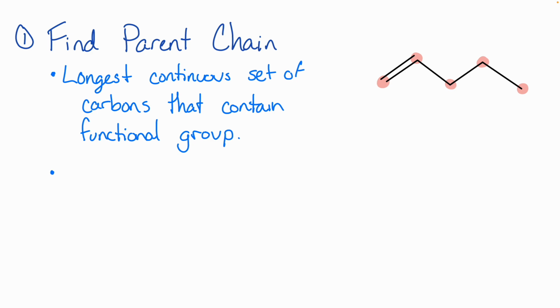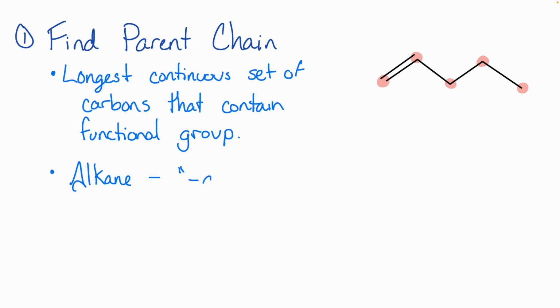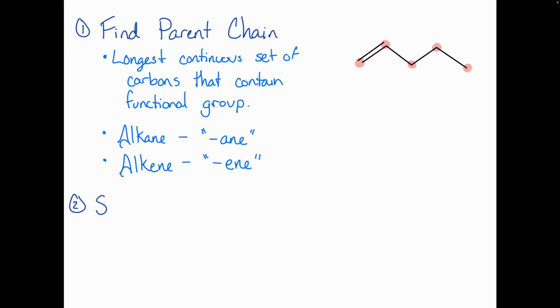All right, so we talked about alkanes. They have what ending? A-N-E. Now we got real creative with alkenes. What ending do we think they're going to have? E-N-E. So an alkane is A-N-E, an alkene is E-N-E. Step 2 is our substituents. In this case, we don't have any. There's not really anything we need to add here.